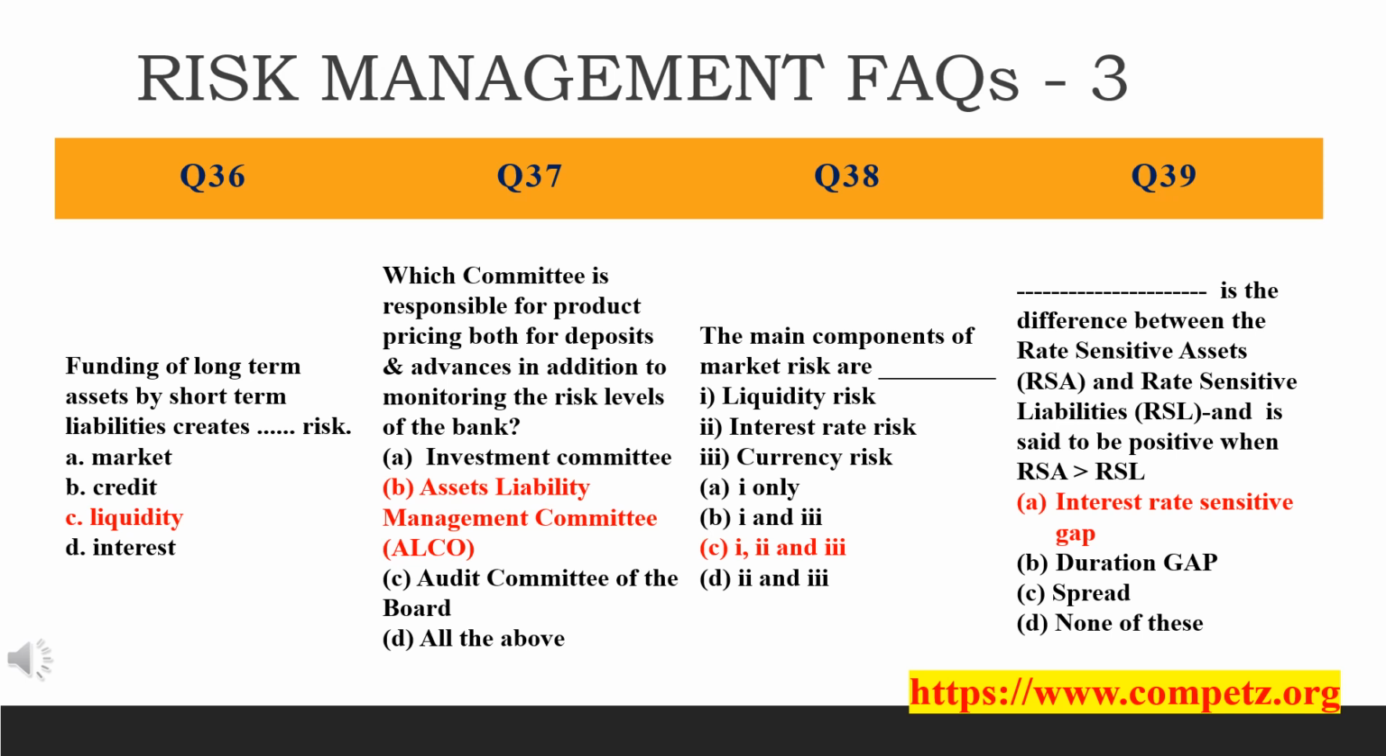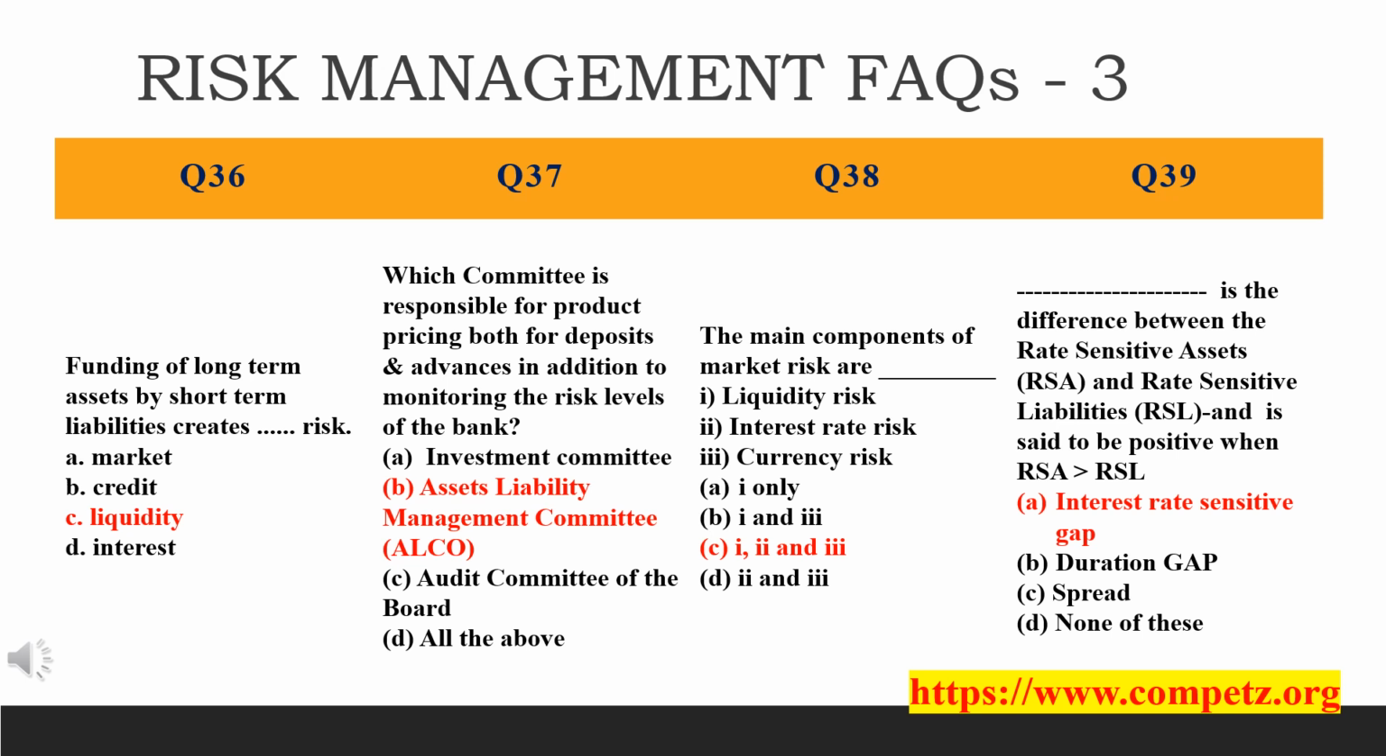Moving back to the next question, which committee is responsible for the product pricing both for deposits as well as the advances, in addition to monitoring the risk levels of the bank? Which committee? It's only one committee, that is the Assets Liability Management Committee, ALCO we call it. Okay. So the committee's name is ALCO, Assets Liability Management Committee.